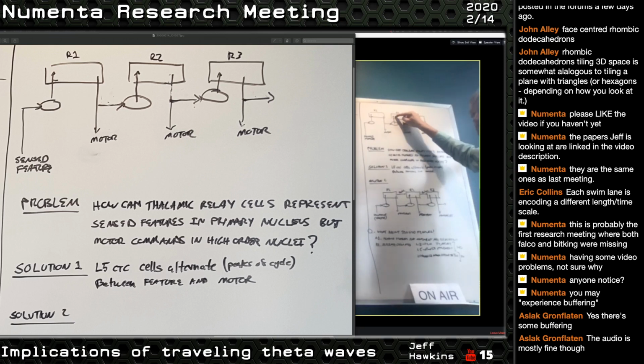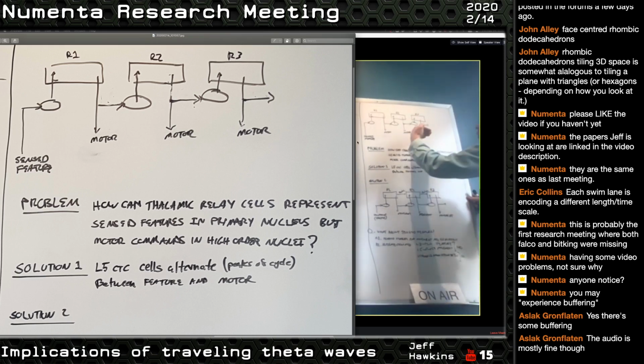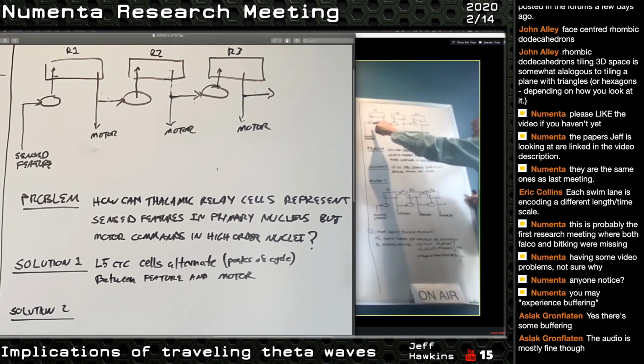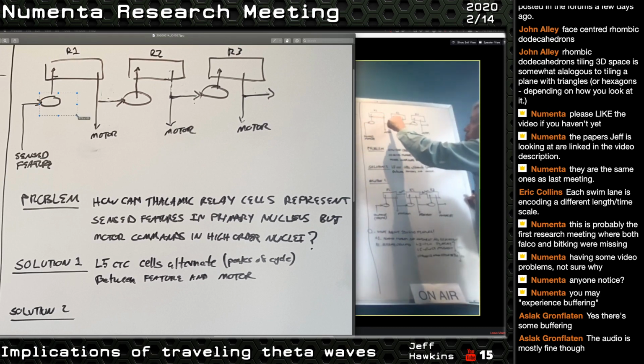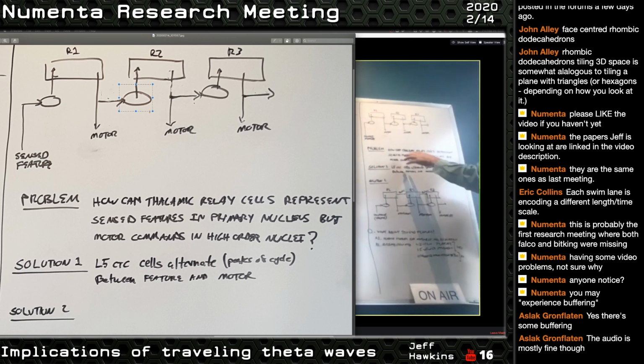This has always been a problem, because if you accept this view, then why would these relay cells be doing the sensory data here, and these would be doing motor data here? How can the thalamic relay cells represent sense features in the primary nucleus, but motor commands in higher order nuclei? That is inconsistent with the common algorithm.